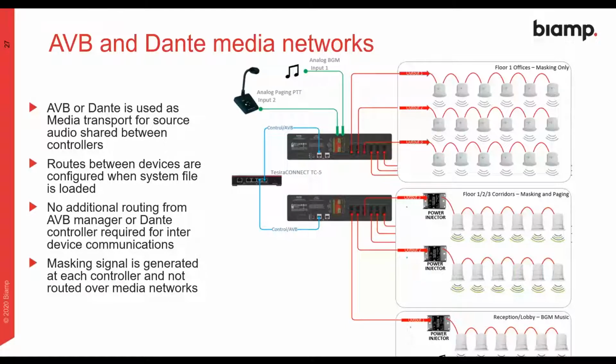So under the surface, it's setting up implicit device-to-device control and traffic between them to get the signal to the appropriate zones. And again, the masking is generated at the controller level. It's not generated at device A and then sent over the network. We're only bringing in external sources and then bringing them to the appropriate zones.